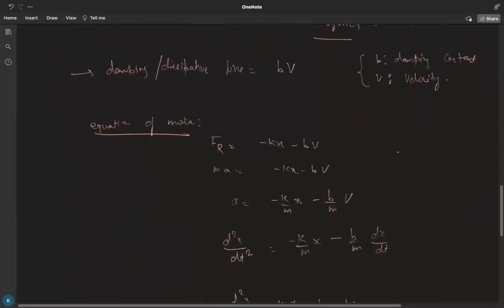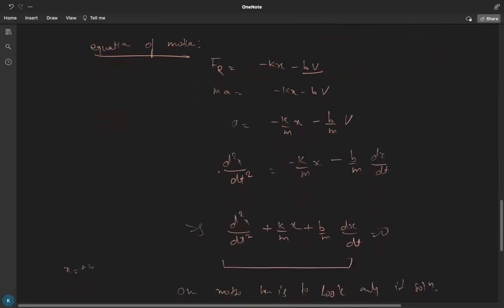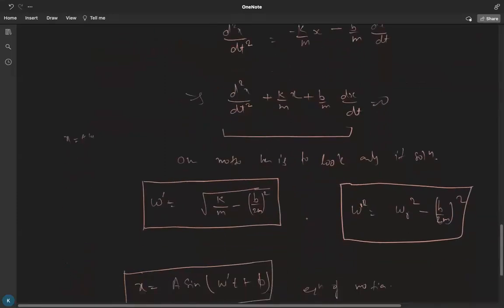Now we write the equation of motion here, which is actually equal to Fr, basically restoring force, is equal to minus Kx, which is actually the spring force, and then minus Bv, which is actually the damping force. Now I'm writing this restoring force as mass into acceleration, right? And then I divide by m on both sides, and then I write the acceleration equal to d square x by dt square, and v is equal to dx by dt.